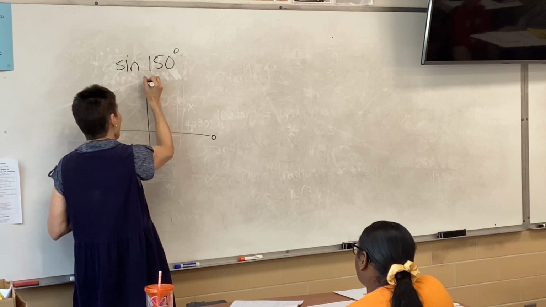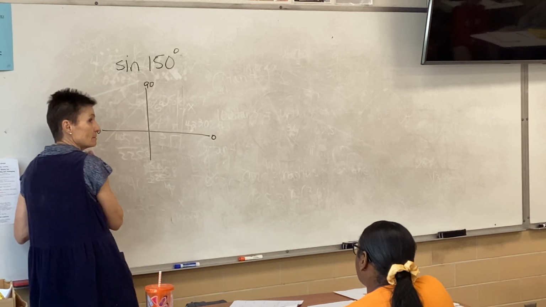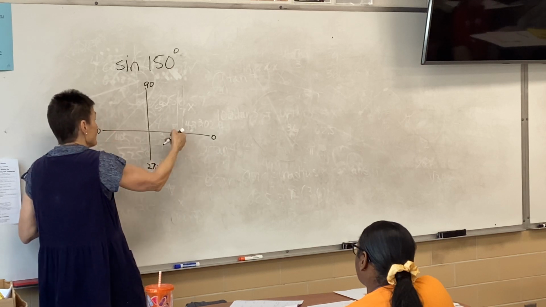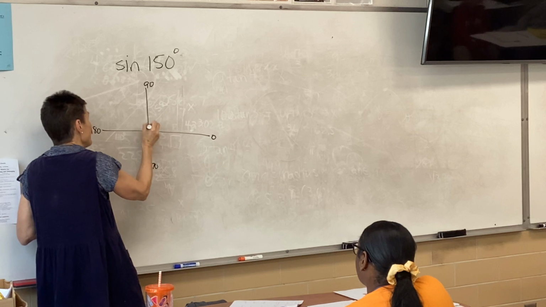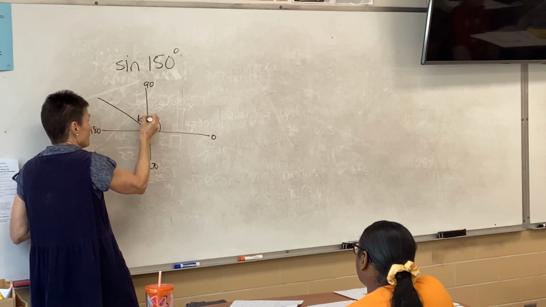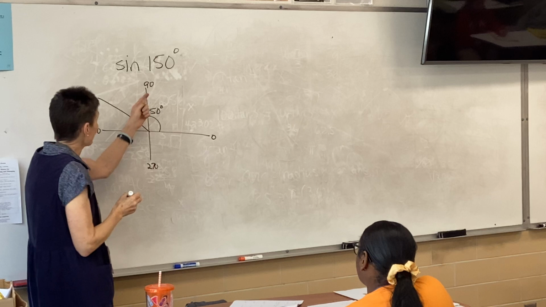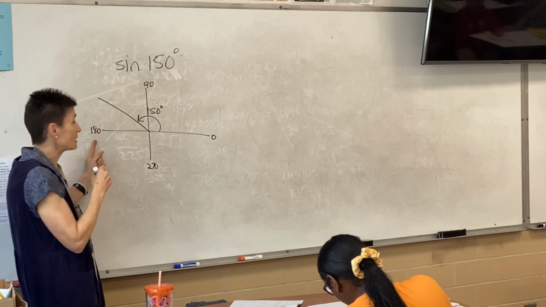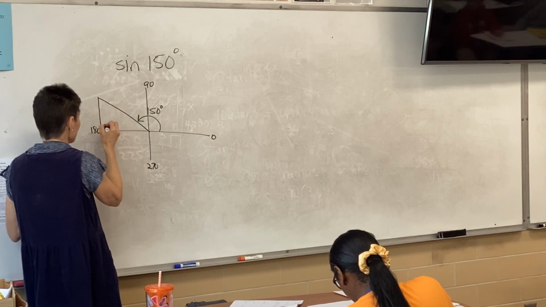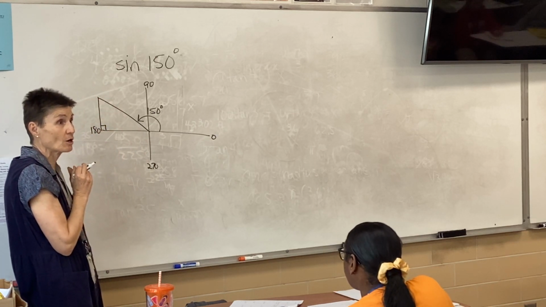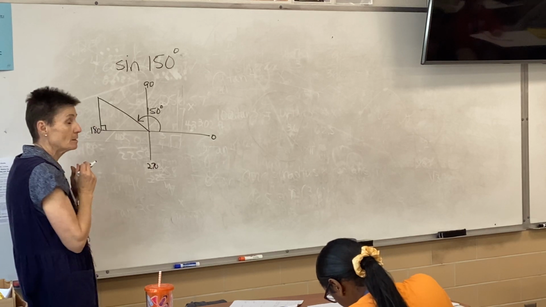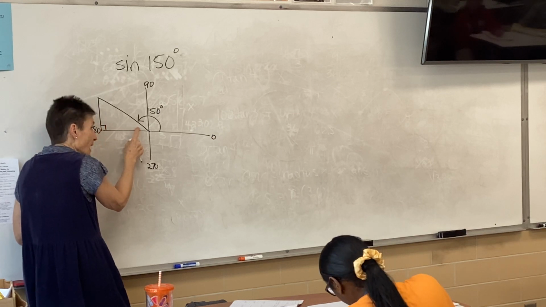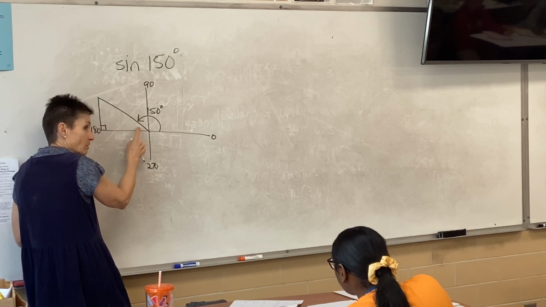Because if we remember how our angles are labeled in math, this way, 150 would be over here. First of all, make sure that makes sense to you. Between 90 and 180, that's where 150 is. Now, you still need a triangle, so you're still going to make that butterfly bow tie we talked about. This is the key, right here where my finger is. How big is that angle?